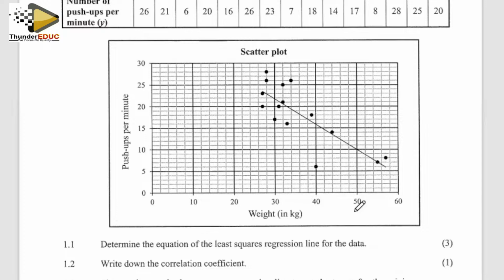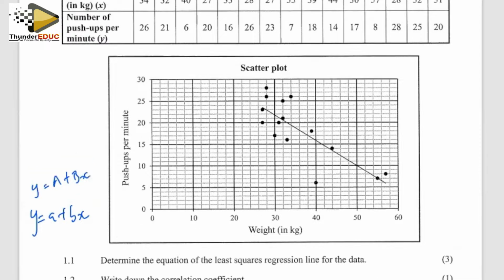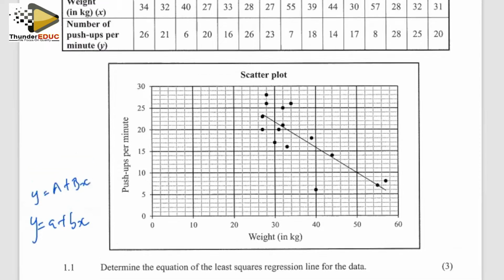Then 1.1, they're asking us to determine the equation of the least squares regression line for the data. We know that the equation is given as Y equals A plus BX. Some people would choose to write it as A plus capital B, X. It does not matter. All we need to do is use our calculators, look for the mode of 2-var, and then punch in these values.